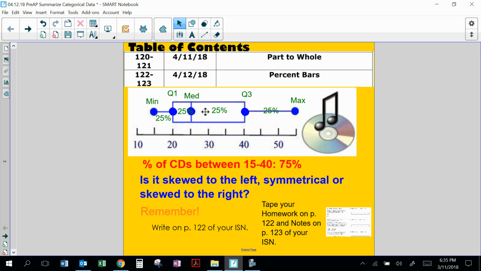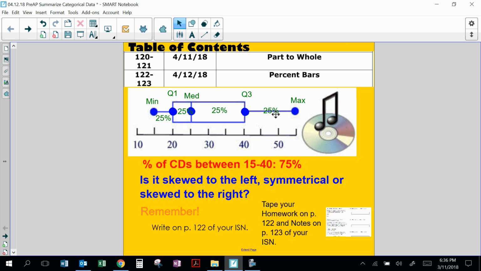For example, if there were 100 songs, that means 25 songs go here, 25, 25, 25. If there were 8 songs, 2 songs go here, 2 go here, 2 go here, 2 go here, because 1/4 of the data goes in each quartile.